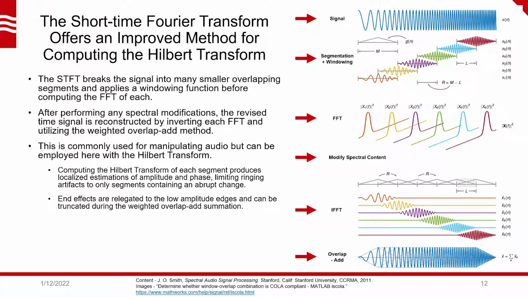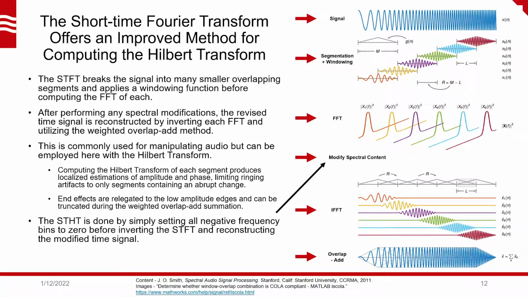The benefits being that separately computing the Hilbert transform of each segment produces localized estimations of the amplitude and phase, limiting ringing artifacts to only affect the segment that contains the abrupt change in the signal. And the end effects in each segment are confined to the low amplitude edges and can be truncated off of the result during the weighted overlap add reconstruction.